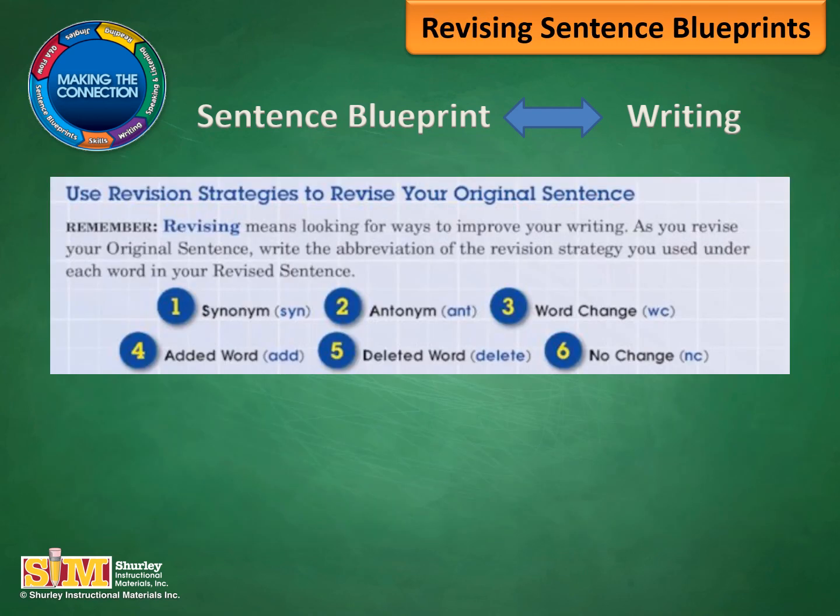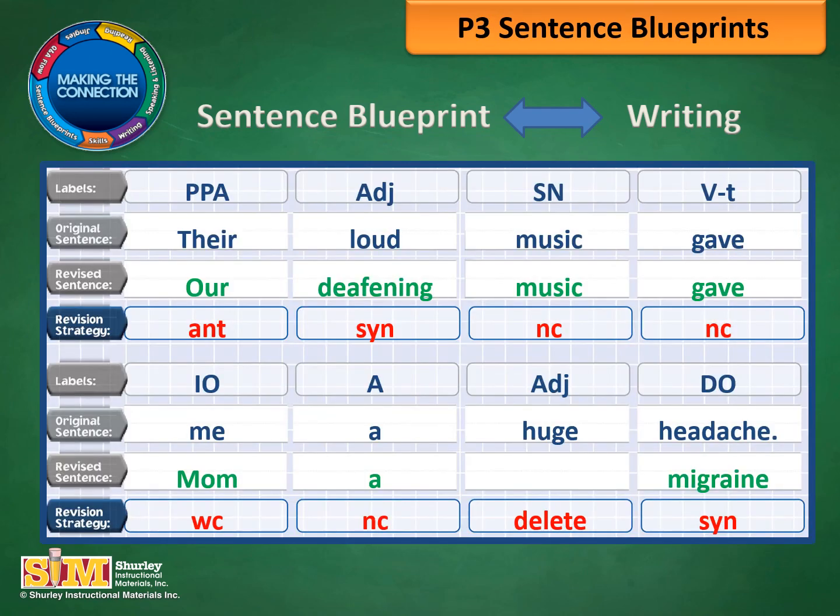After writing the original sentence, students will be taught to revise it. Revising means to look for ways to improve writing, and the first step is to strengthen the word choices that have been made. Students will be taught to go through each word in the original sentence and think about changes or improvements they want to make. They learn to think about what they really want to say and what might interest the reader. Pay attention to the revision strategies in red color that we use to strengthen our sentence. The revised sentence reads, "Our deafening music gave Mom a migraine."